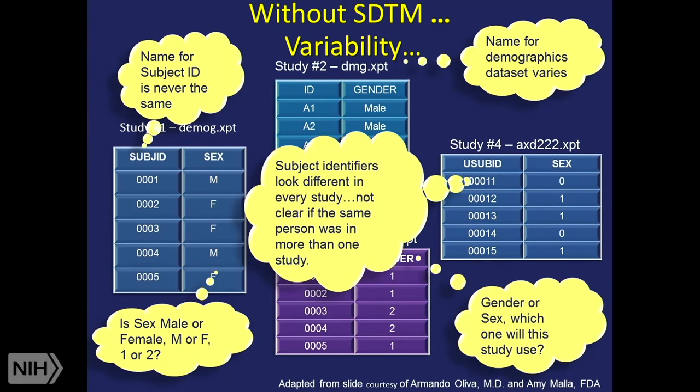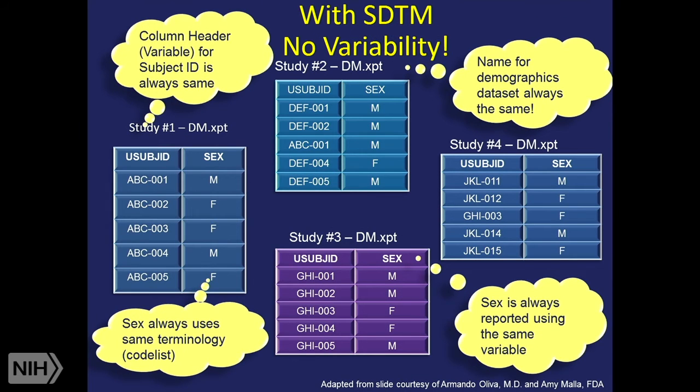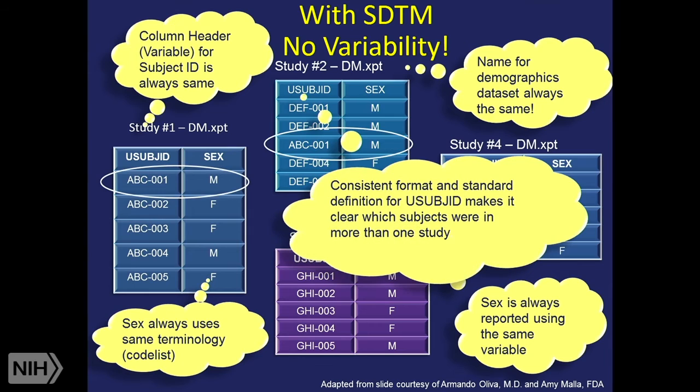This is a slide that just says without it, you've got all this variability. You are not able to put the things together. Even down to subject identifiers looking different, subject IDs, how you define male, sex, everything makes it very hard to work with. And when you have a standard, then you have that lack of variability. Consistent format and standard allows you to merge files and to do the things you need to do.